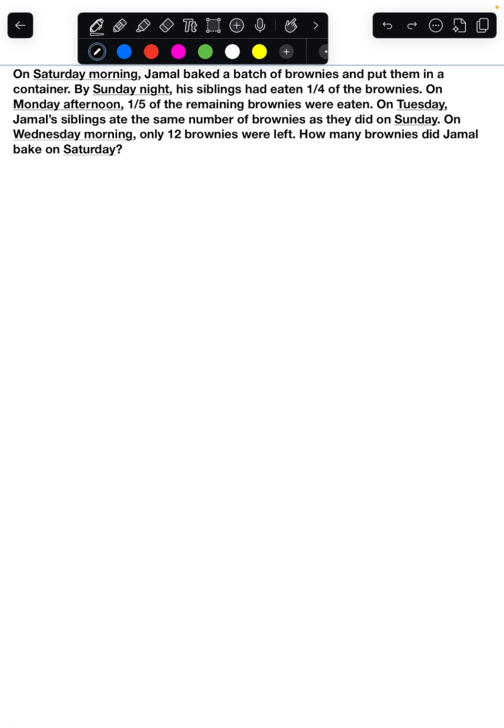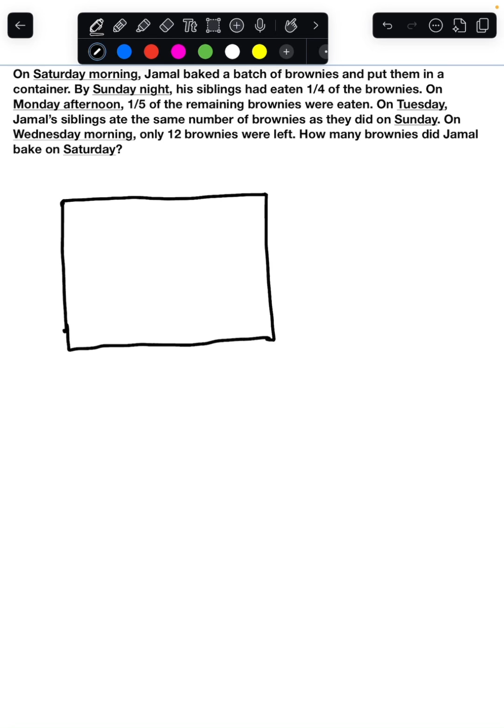For these problems, we are going to go one by one in chronological order. It will keep things straight and orderly and way less confusing. But before we even dive into using numbers, we're going to make our starting container. It helps you visually see how many brownies are left. So, this is our container.